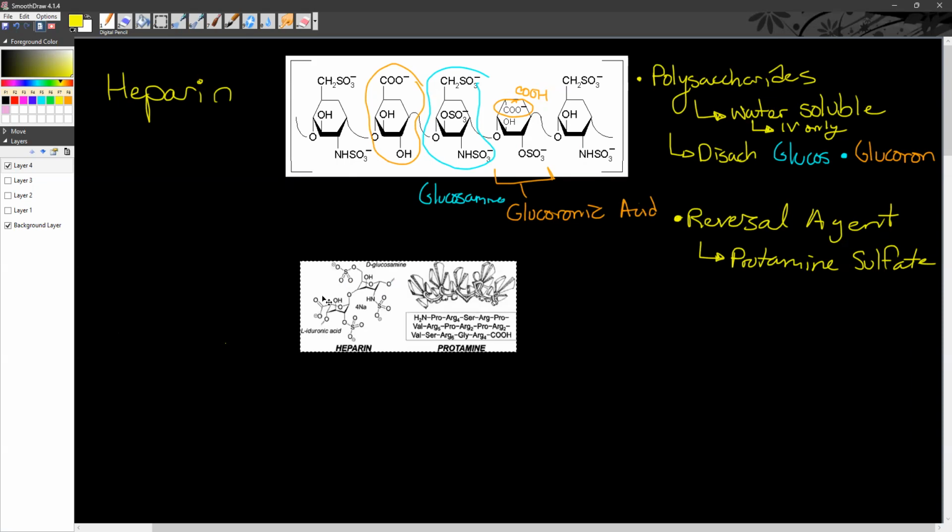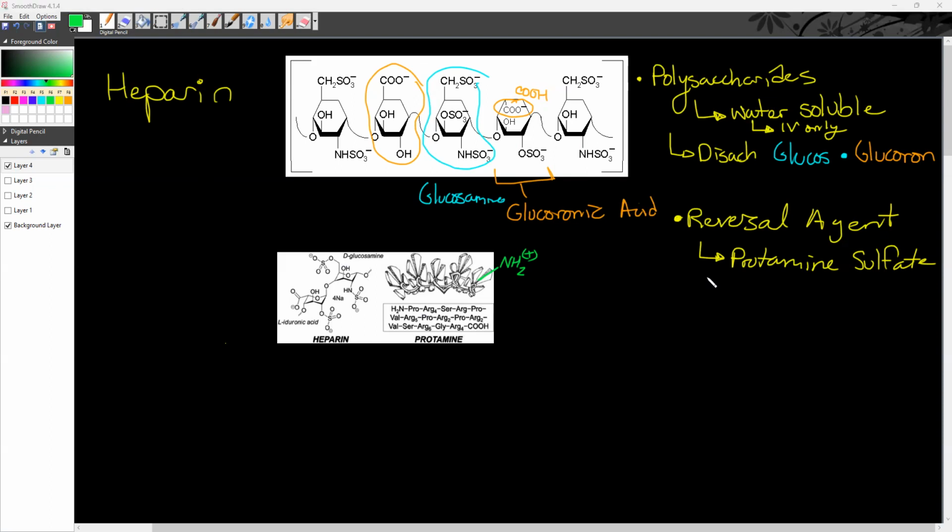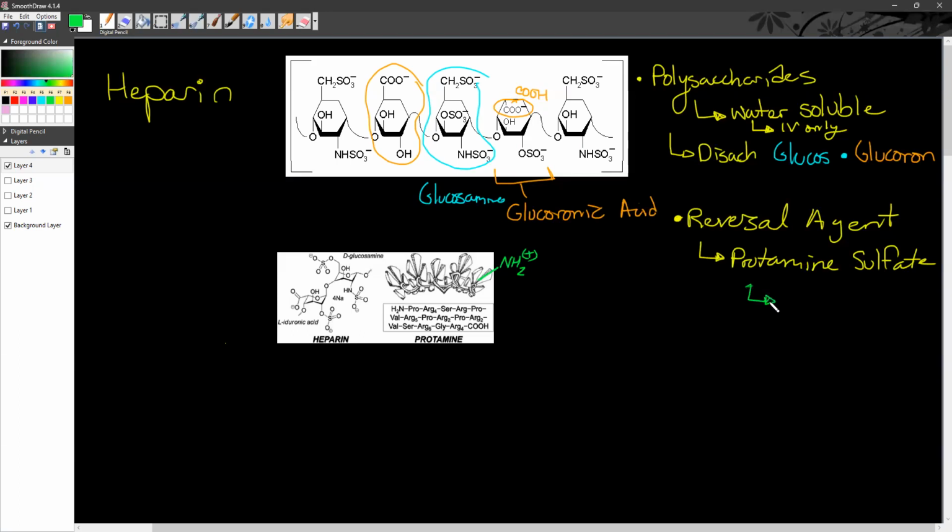What is in protamine is essentially a wiggly looking peptide where we have a lot of functional groups that have NH2 plus in them, so things like lysine or arginine. And what this is going to do is attract and wind its way around the heparin and prevent it from acting. So the reversal agent for heparin is protamine sulfate, because this is a positive ion attracting the negative heparin.